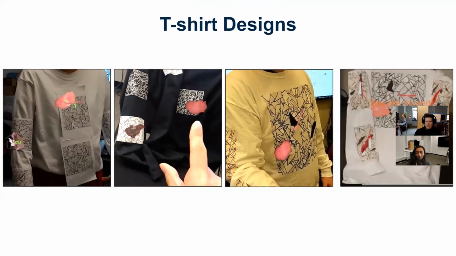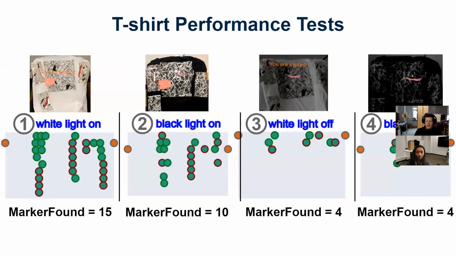We also played around with different t-shirt designs and making it possible to anatomically accurately place injuries, different types of injuries, and support the triage tasks. We played around a lot with marker tracking performance, and we discussed this in detail in the paper as well. Different types of t-shirt designs, black versus white, how does it react to light? And we checked how well and reliably the marker tracking would work using a combination of Vuforia and HoloLens.